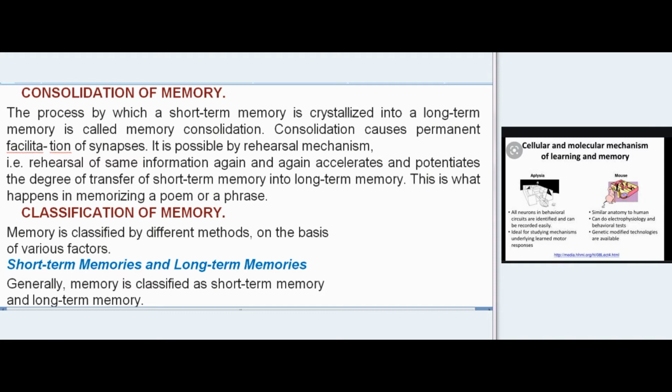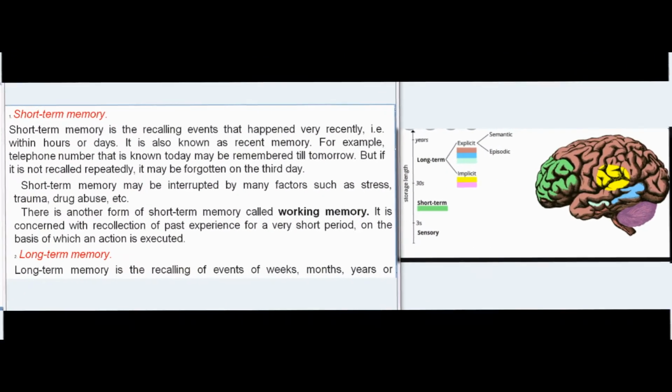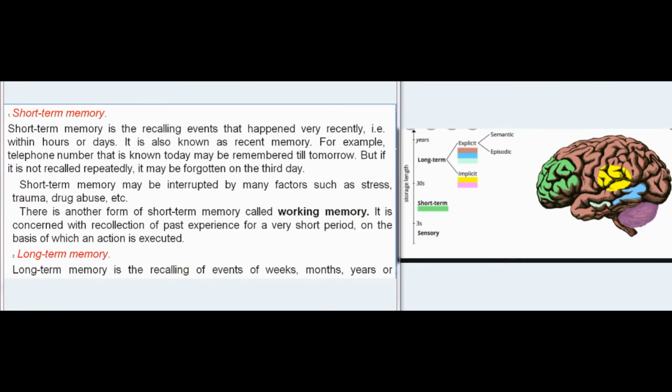Classification of memory. Memory is classified by different methods, on the basis of various factors. Short-term memories and long-term memories. Generally, memory is classified as short-term memory and long-term memory. Short-term memory. Short-term memory is the recalling of events that happened very recently, i.e. within hours or days. It is also known as recent memory.